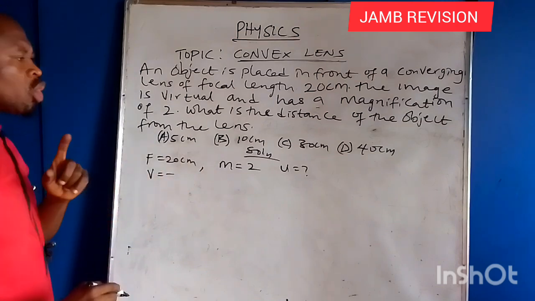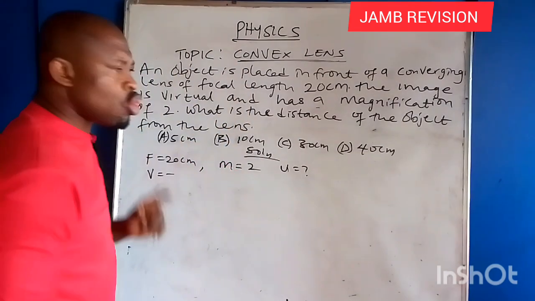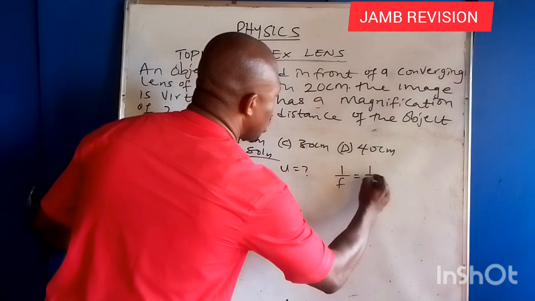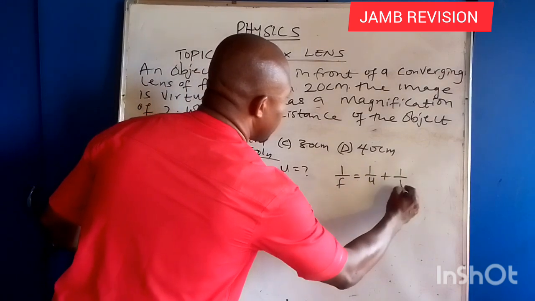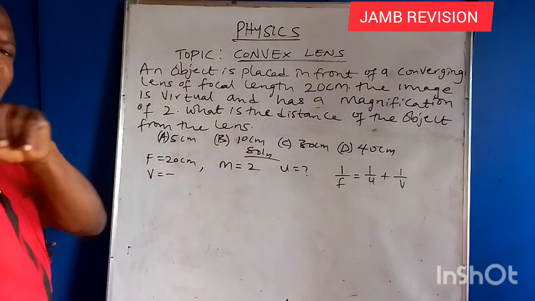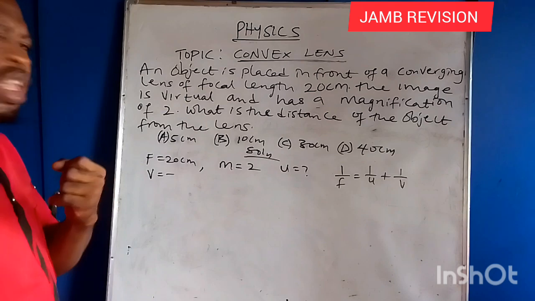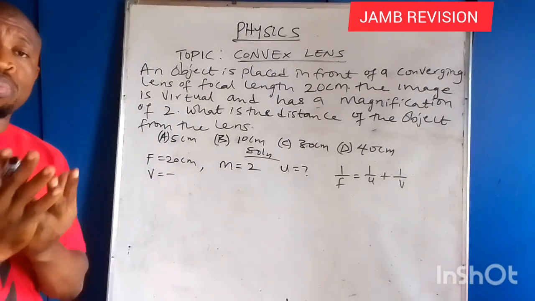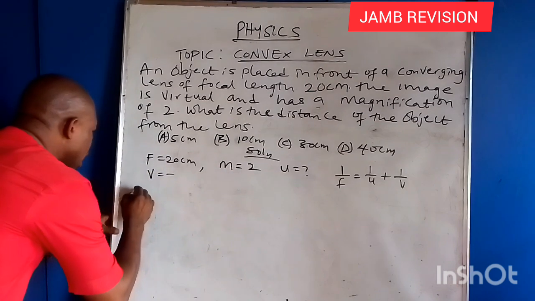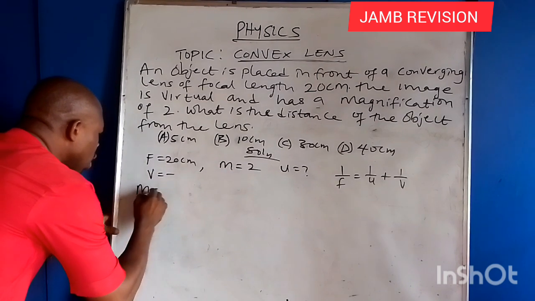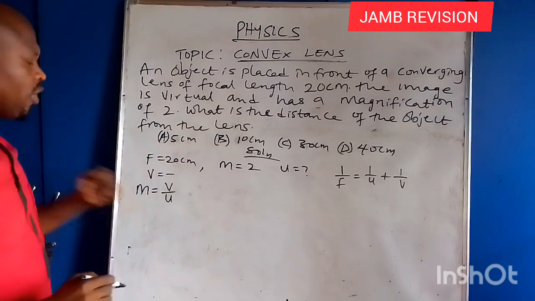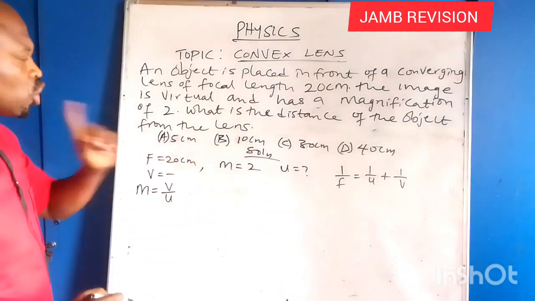Now, of course, for you to solve it, you must use lens formula, and this lens formula is 1 over F is equal to 1 over U plus 1 over V. Something is missing there. V is not there. How do we get V? In order to get V, we have a relationship between V, U, and M. So we now say M equals V over U, which is the image distance all over the object distance. Because we are given this, we'll use it.